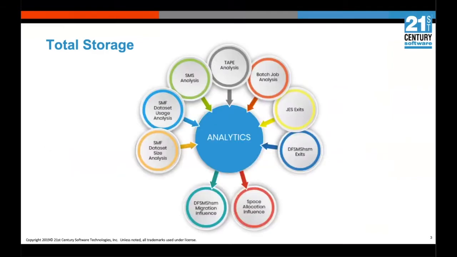Total storage is a fairly wide-ranging product in terms of the pieces that it has and the parts of the system that it affects. It has many components that gather and analyze data that describe the behavior of the system. Total storage uses this data to help to optimize the system activities in two major areas. First, around the migration of data sets through HSM, which we're not going to talk about today, and optimizing space allocation for data sets, which we will.